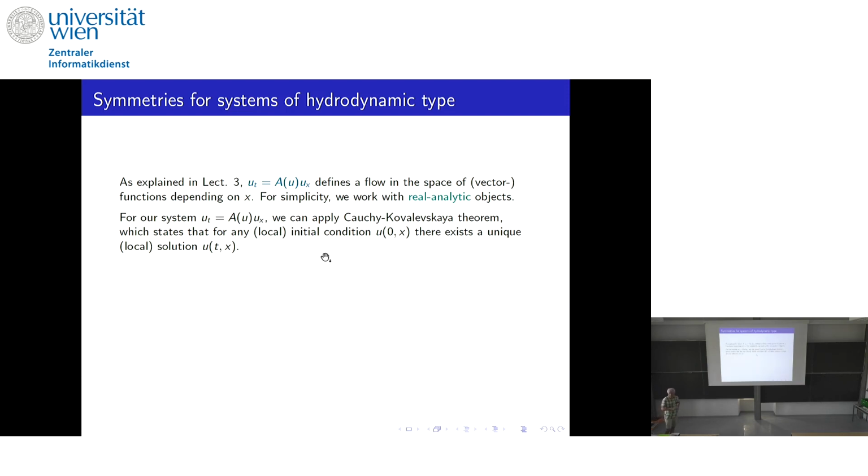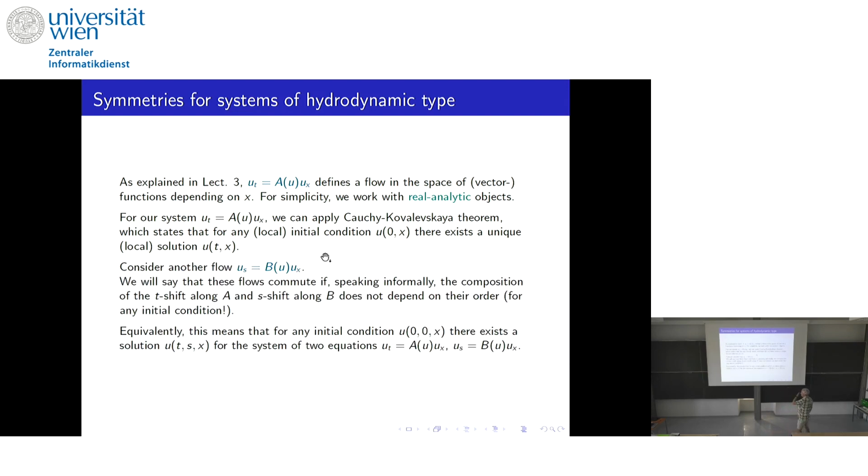So for simplicity, I work with real analytic objects. It's not completely necessary, but introducing merely smooth objects will require technical details which I don't want to tell you, and which I don't understand myself completely, to be honest. But for this system, assuming all objects are real analytic, Cauchy-Kovalevskaya gives us a local solution. Now consider another flow. This is the formula which you need to compare with this formula. u is the same u, but the variable is called differently, it is s. So x is the same, s is different, and instead of generator A, we have generator B.